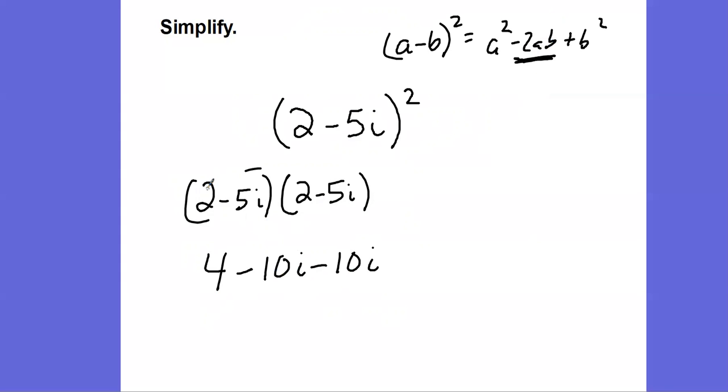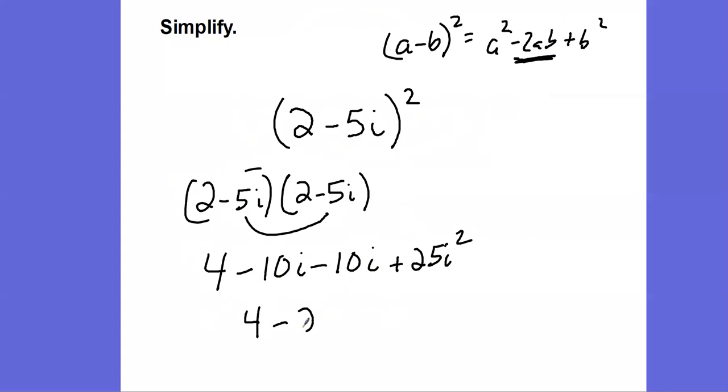And then the last part here, so we took care of 2 times 2. We did negative 5i times 2, negative 5i times 2. Now we've got to do negative 5i times negative 5i. That'll be plus 25i squared. All right, moving on. We can combine these like terms.